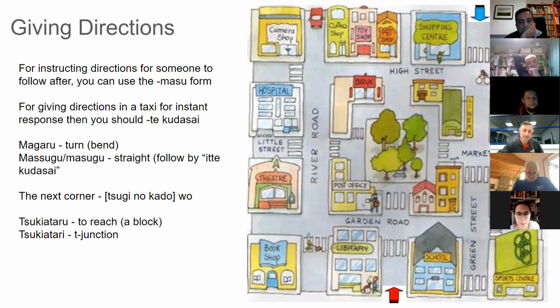Okay, let's start again. Sorry, I just want to clarify something. There's two words here which sound very similar, but they're not the same. Mazu with a Z, this means first, and then masugu, this means straightforwards. So you can use both of these in the same sentence, but they mean something different. Mazu, masugu itte kudasai.